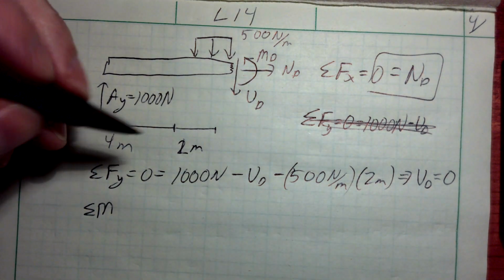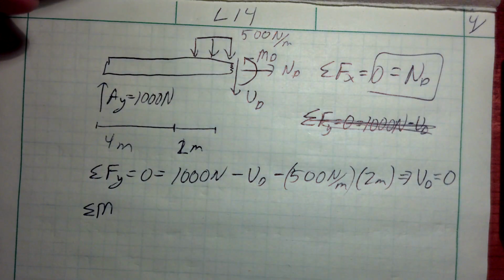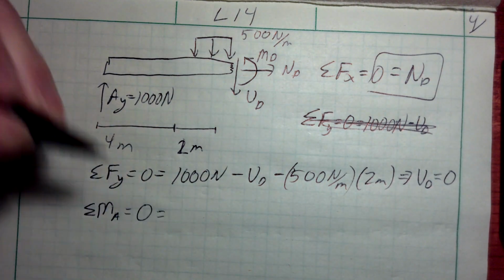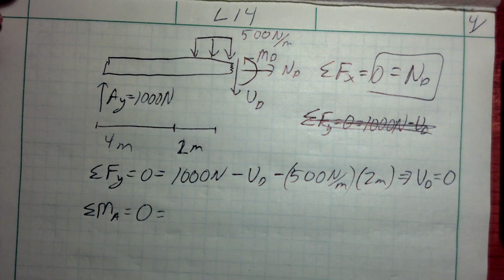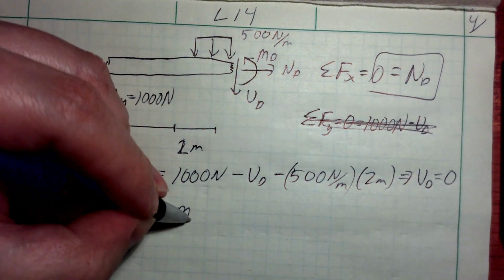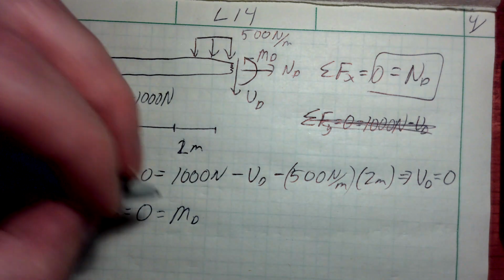Sum of moments, because I've got to find this bending moment. I could take the moments about point D if you really like. I'm going to go ahead and take the sum of moments about point A just out of habit. It's kind of easy to write that equation. All the positive moments, I've only got one positive moment there. That's this bending moment that I've exposed at point D. I do have some negative moments.